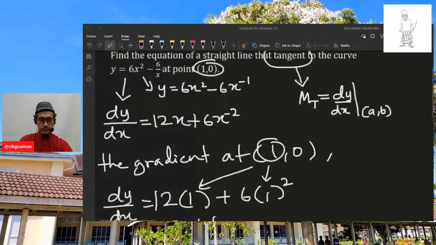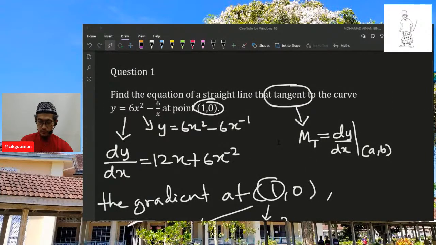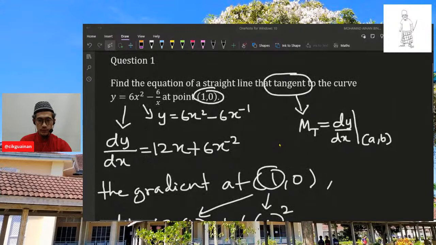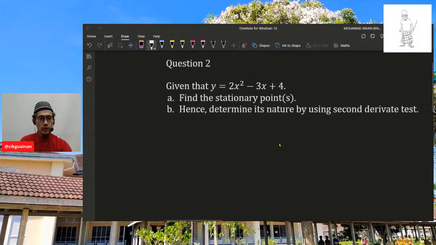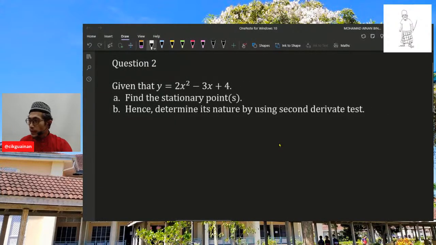Why can't I? Sometimes it's always like this, cannot scroll. Then I can scroll. Okay. Is the question clear enough? Okay, good.